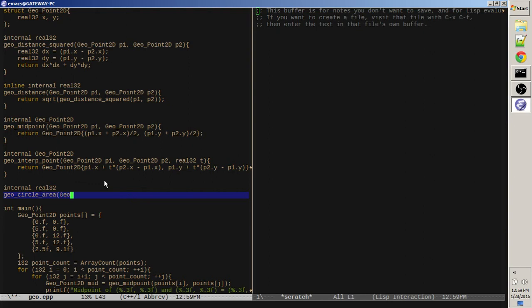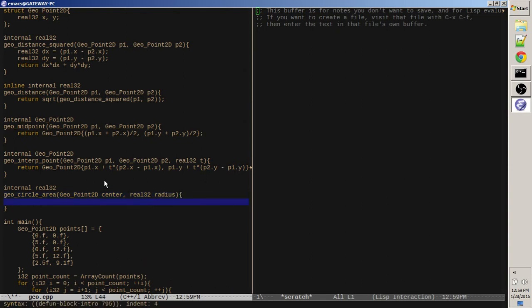So, geo circle area. We'll take a geo point 2D, we'll call this center, and a real radius. Actually, this doesn't need a center, does it? To get the area of a circle, we just need the radius. Should have thought of that. And that's just going to be radius squared times pi, right? That's the area formula for a circle.